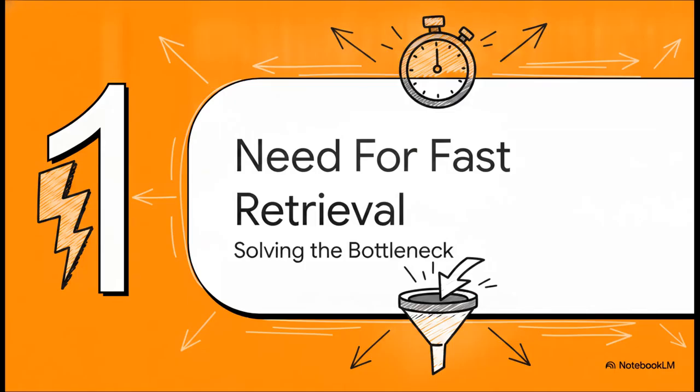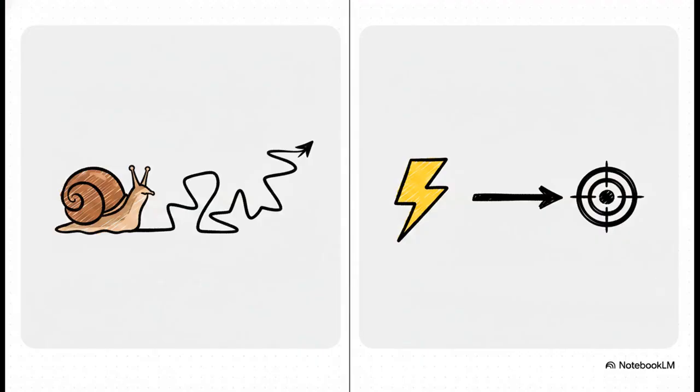Starting off with Section 1, the need for fast retrieval. Okay, let's break down this bottleneck. In standard searching, without hashing, your search time scales with the number of items. You have n items, it takes O(n) time. If your database doubles in size, your search slows down right along with it. But with hashing, our search time drops to O(1). That means retrieval is practically constant, whether you have 100 records or 100 million. For any CS student out there, you know that achieving O(1) is basically the holy grail of efficiency.